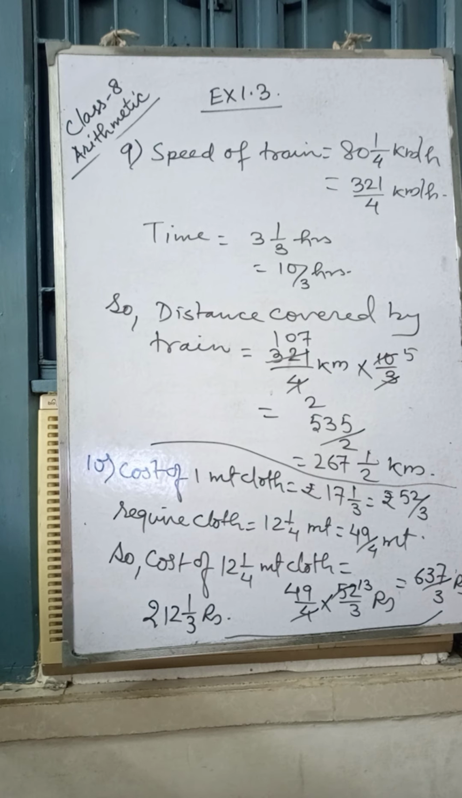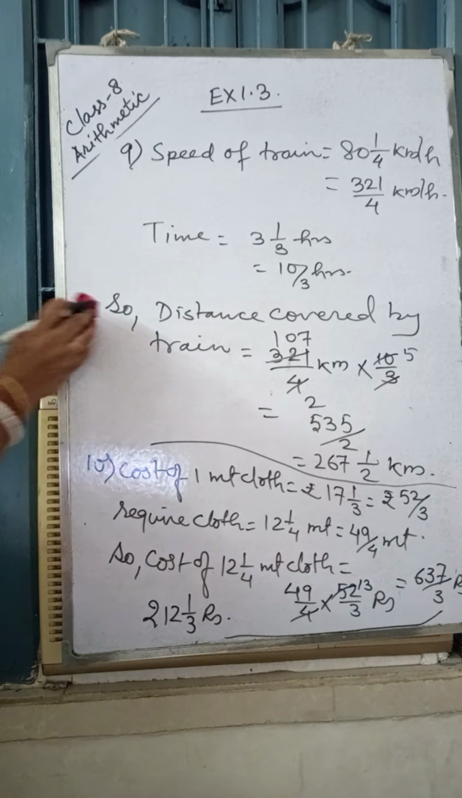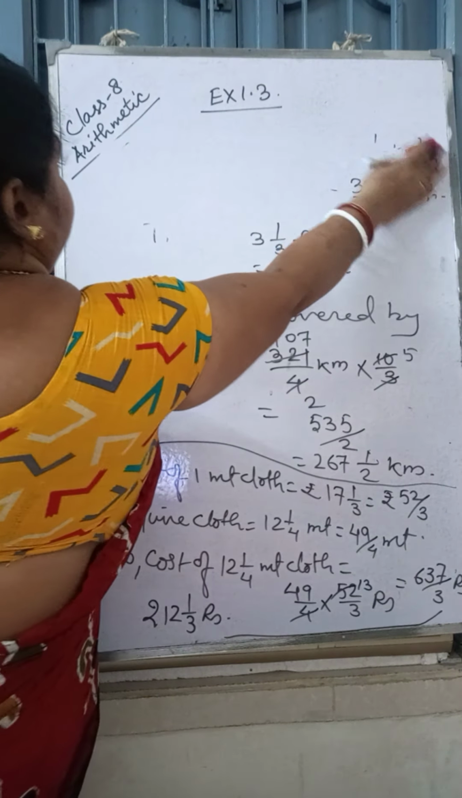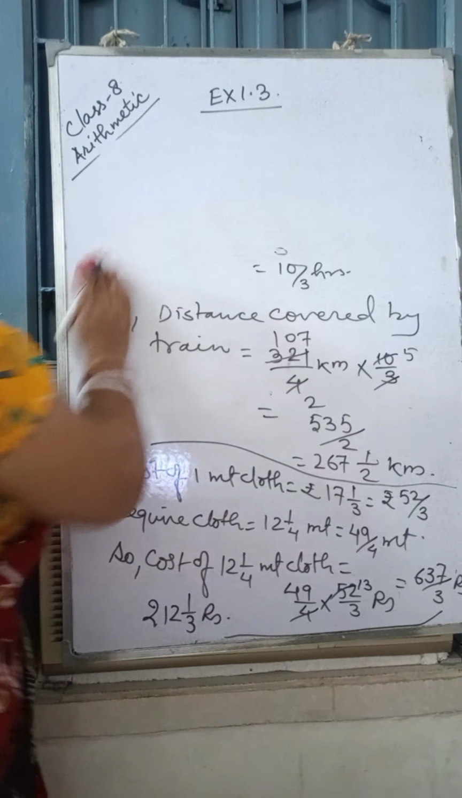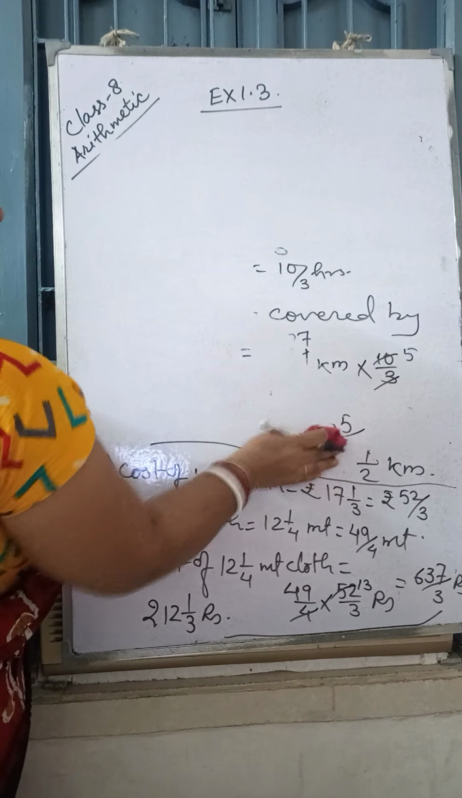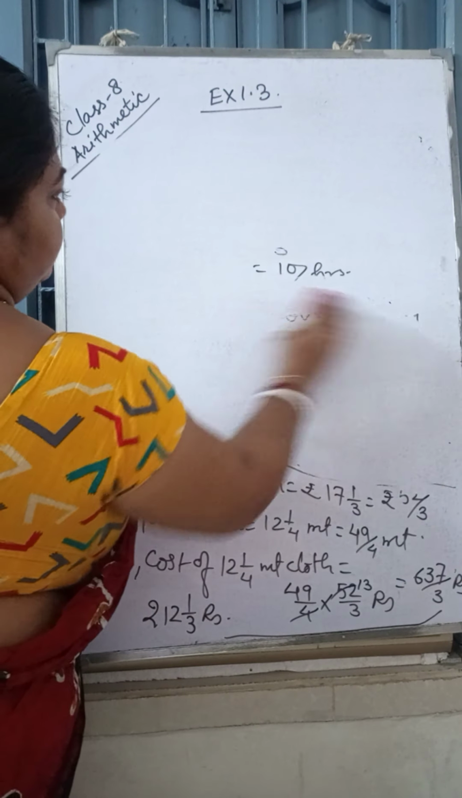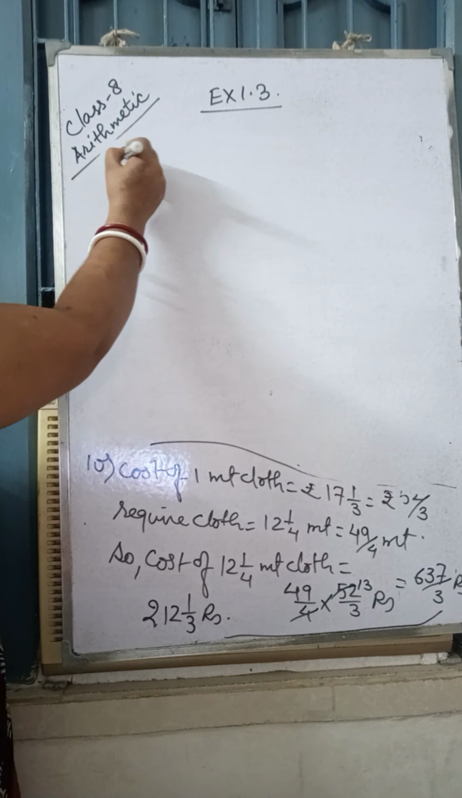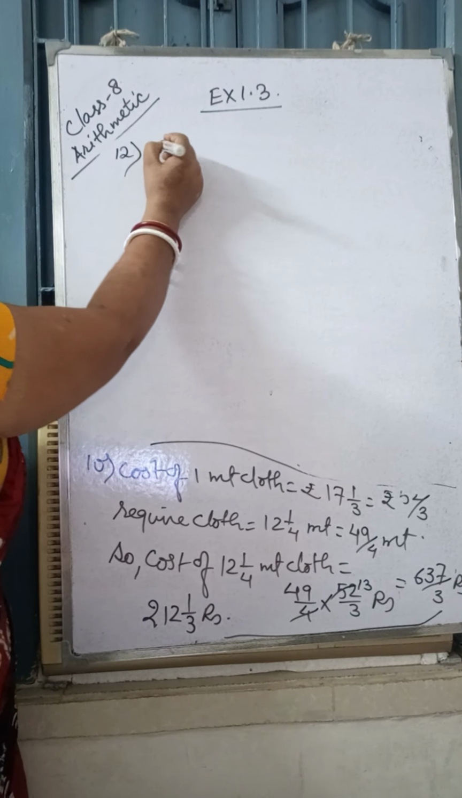Now let us see number 12. The perimeter of an isosceles triangle is 18 cm. If one of the equal sides is 5 whole 3 by 4 cm, find the third side. What do you know about the isosceles triangle? Two sides are equal, is it? So it is given number 12. 11 you have to do as homework.